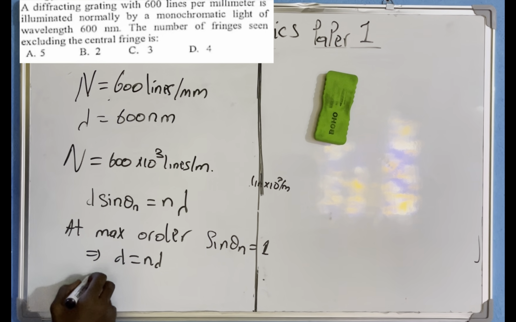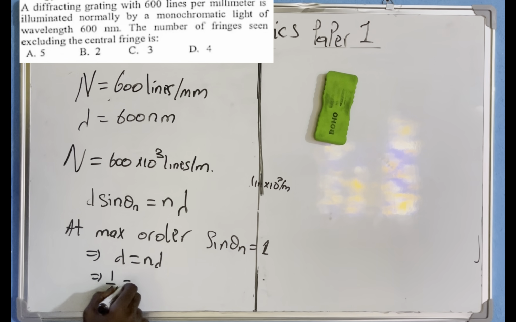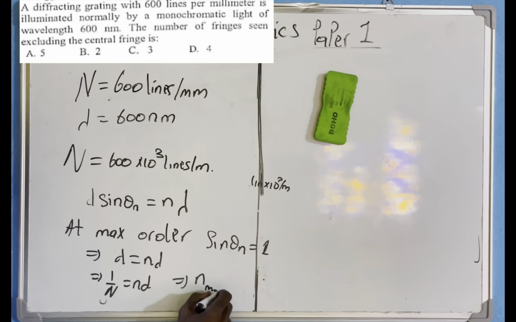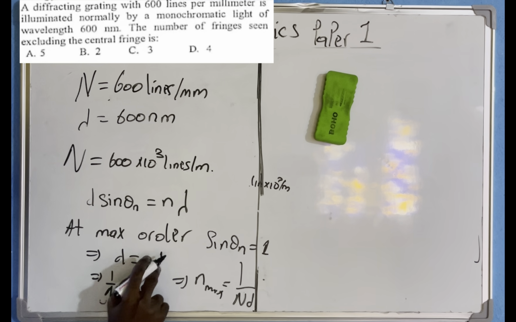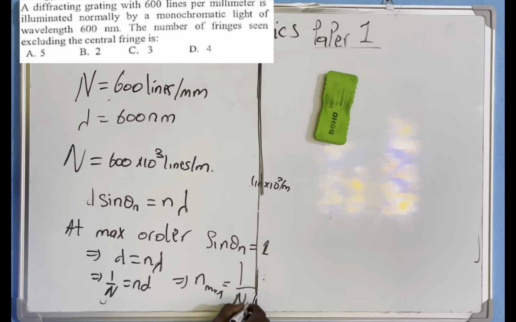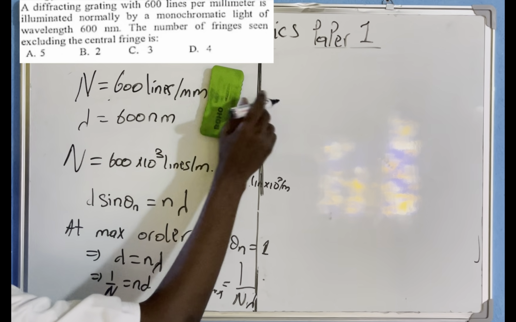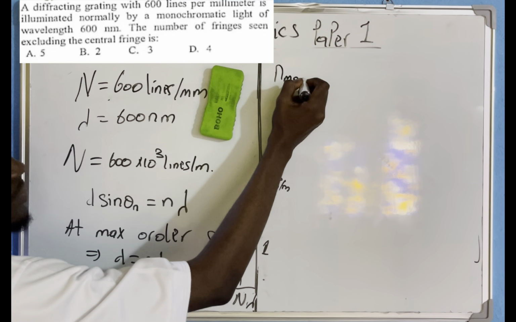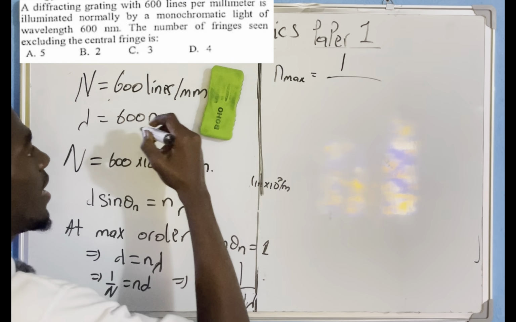Now d is 1 over N, where N is the number of lines per meter. So this implies n maximum is simply equal to 1 all over N lambda. Here is lambda. Yes, 1 all over N lambda.